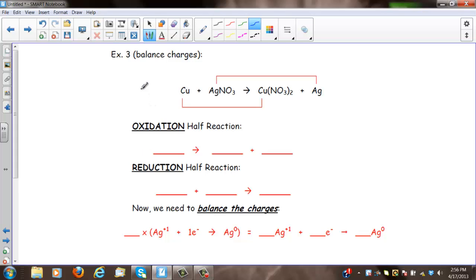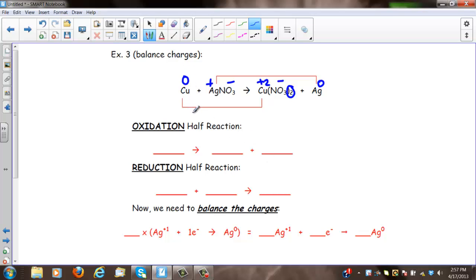And the last example, we're going to balance charges. I have Cu, which gets assigned a 0. Ag is plus 1. NO3 is minus 1. I don't have to assign oxidation numbers individually to nitrogen and oxygen because the nitrate ion stays intact on both sides of the equation. This 2 on the right over here tells us that copper was plus 2, and we know that nitrate is minus 1. And silver on the end here is by itself, so it's 0.